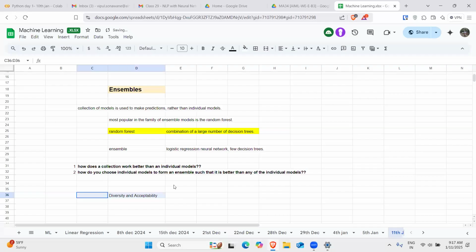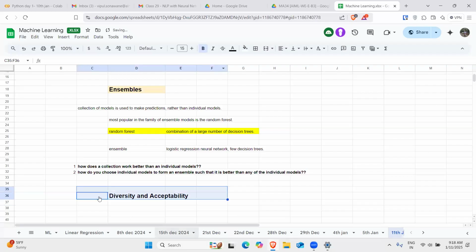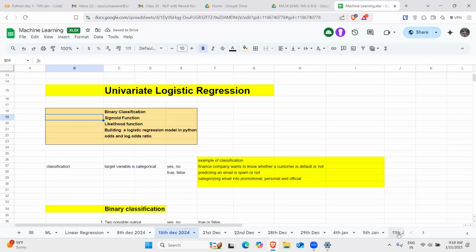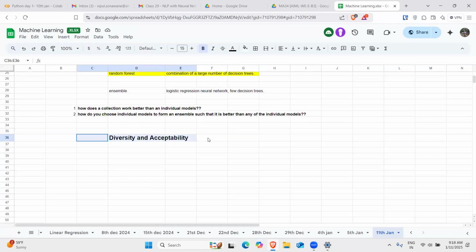Diversity and acceptability. So what do you mean by this? Ensemble models are somewhat analogous to a team of individual players. Just consider a scenario. It's just like your team of individual players.